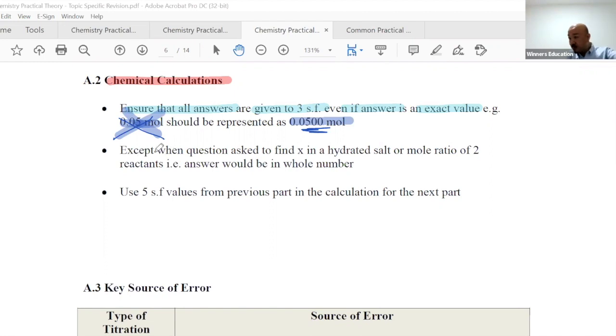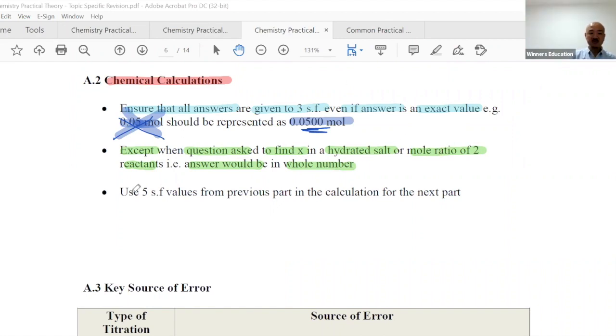Alright, check all your practical papers again. You should have been marked correct or wrong by your teacher. They'll put a tick on, or a cross, and likely write something. Except when the question asked to find X in the hydrated salt or the mole ratio of two reactants. Answer, obviously, in mole ratio. Everyone okay? X number of H2O must be 1, 2, 3, 4, 5. Can't be 1.2, 1.3, doesn't make sense. So that one, you have to round up or round down. Again, a lot of common sense in place.